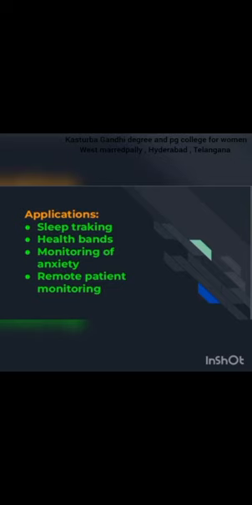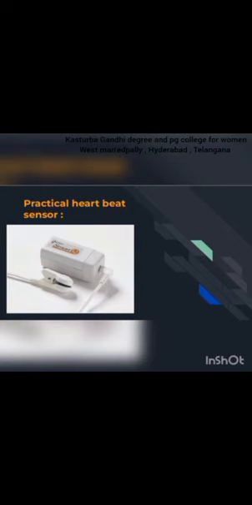So the pulse sensor applications include sleep tracking, health bands, monitoring of anxiety, and remote patient monitoring. And as you can see, this is what a practical heartbeat sensor looks like. So guys, that was a small presentation on what is a pulse sensor. Now I'm going to show you how it works.